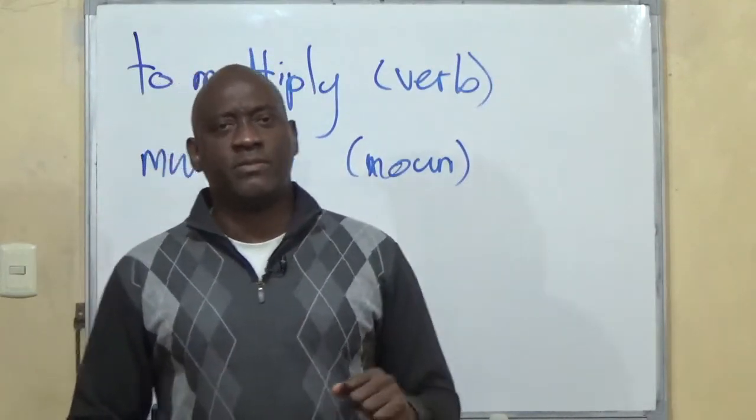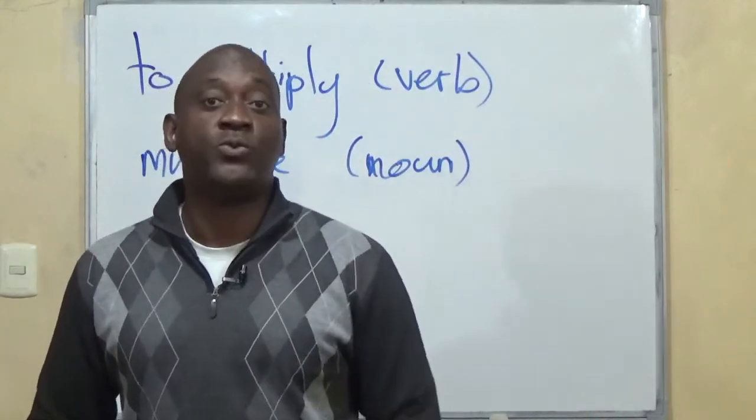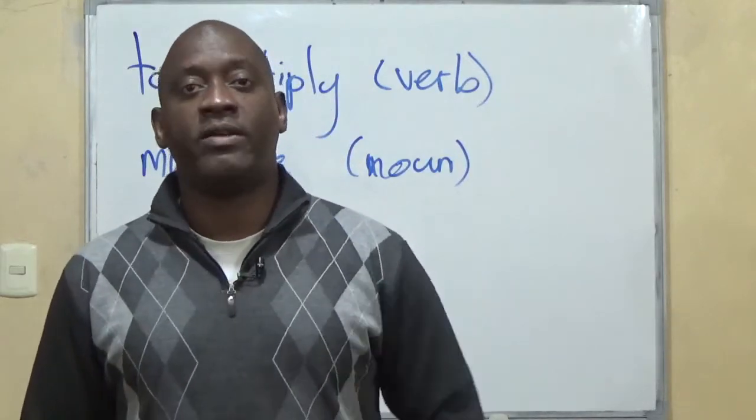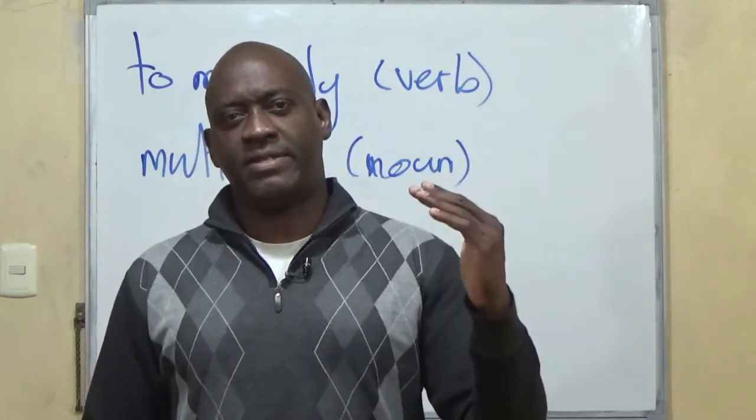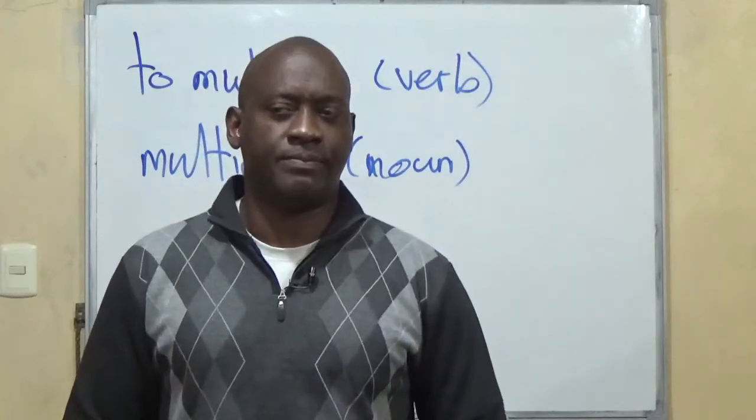So what are the multiples of 2? 2 by 1 is 2. 2 by 2 is 4. 2 by 3 is 6. 2 by 4 is 8. 2 by 5 is 10. 2 by 6 is 12, etc., etc., etc.